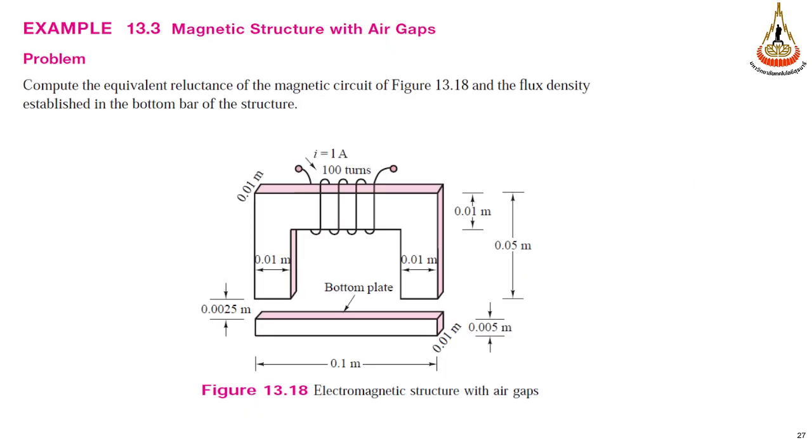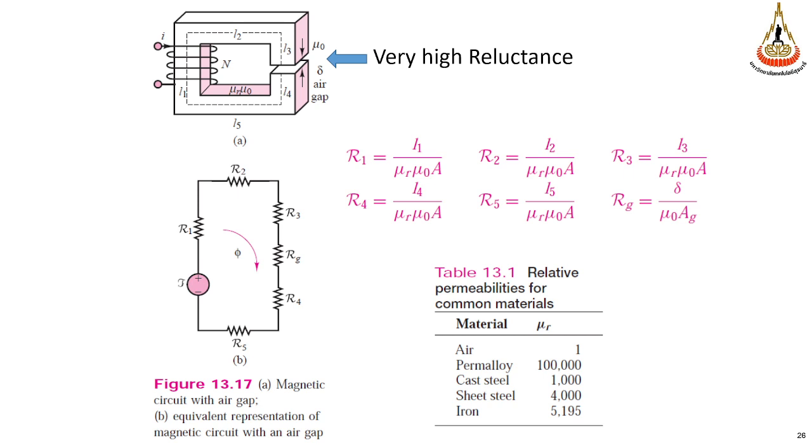Okay, let's see this example. Oh, this is very difficult to calculate, right? Okay, anyway. This is the structure of this magnetic circuit. Compute the equivalent reluctance of the magnetic circuit and the flux density established in the bottom bar of the structure. One thing I would like to tell you: what is Ag in this case? We can approximate Ag as equal to A. Because in practice, when the flux flows to this path, it comes out like this.